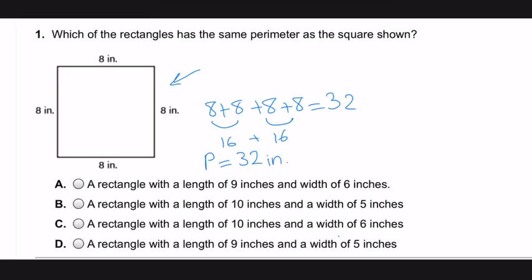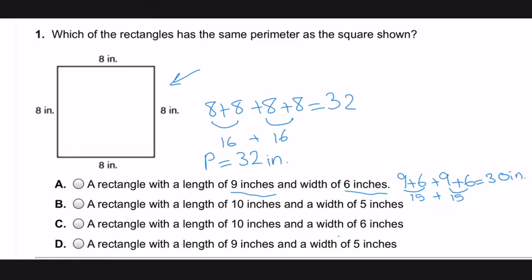Now, the first rectangle. What is the perimeter of the first rectangle? We know that the length is 9 and the width is 6. So 9 plus 6 plus 9 plus 6. We add all the sides. 9 plus 6, 15. 9 plus 6, 15. 15 plus 15 is 30 inches.